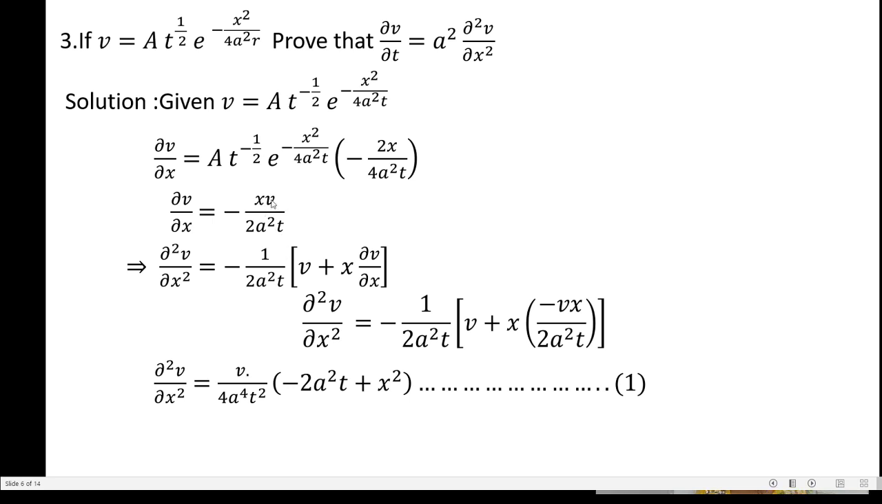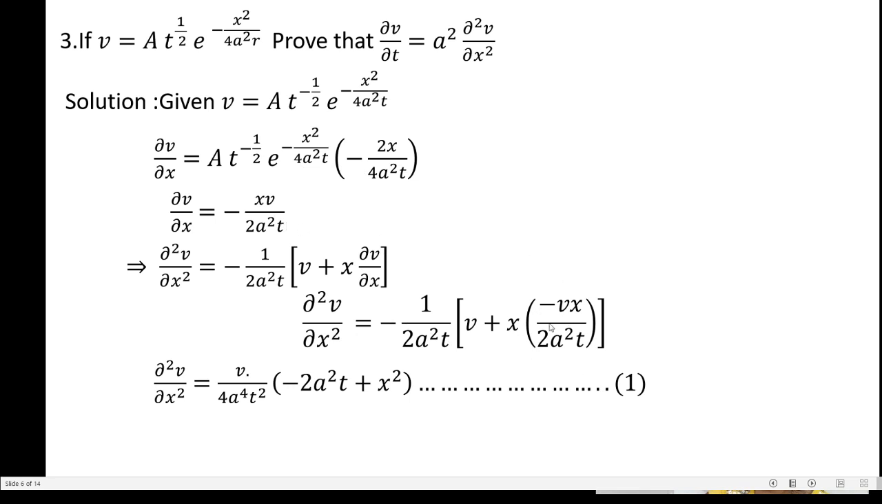That is, here I take v as the first function. V into differentiation of x as 1, plus x into differentiation of v, which is del v by del x. So del square v by del x square is equal to minus 1 divided by 2a square into t into v plus x into del v by del x, which is what? Minus xv divided by 2a square t.